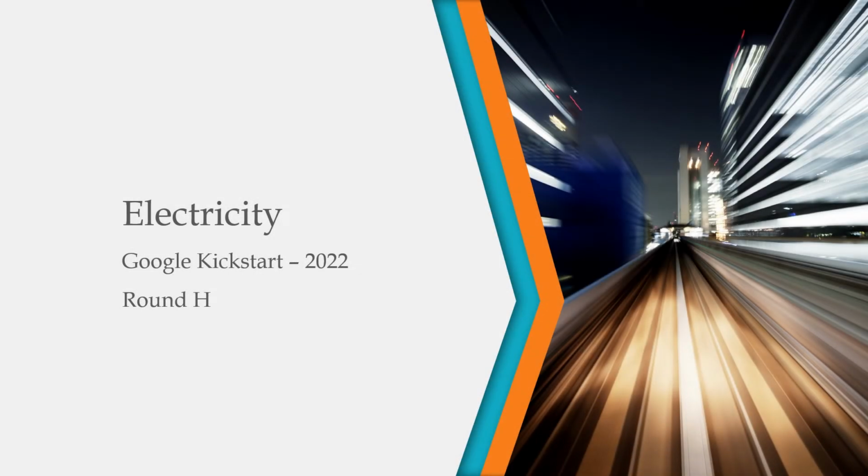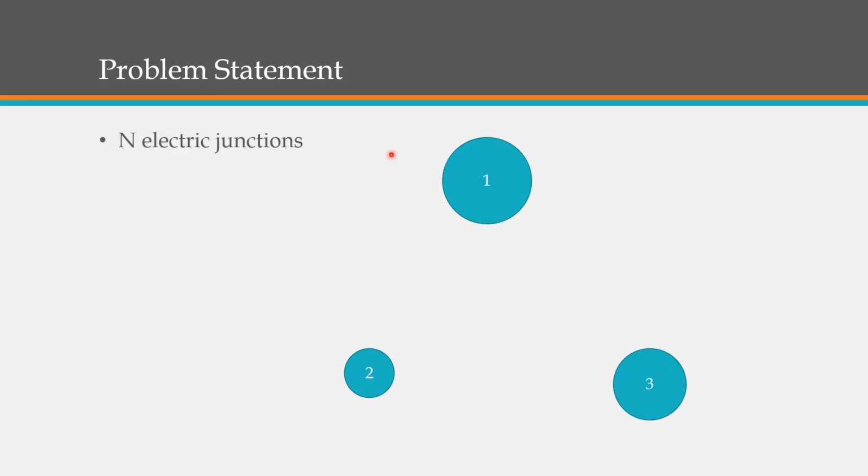So today we'll discuss the third problem from Google Kickstart 2022 round H. Let us try to understand the problem statement. Here we are given n electrical junctions. Imagine we have three junctions, one, two, three, and these three junctions have a capacity of A_i.